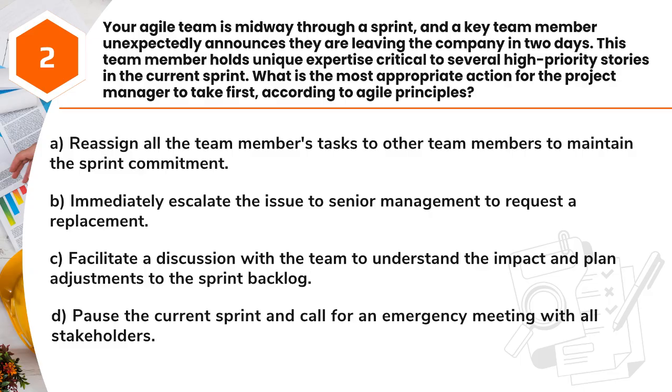A. Reassign all the team member's tasks to other team members to maintain the sprint commitment. B. Immediately escalate the issue to senior management to request a replacement. C. Facilitate a discussion with the team to understand the impact and plan adjustments to the sprint backlog. D. Pause the current sprint and call for an emergency meeting with all stakeholders.